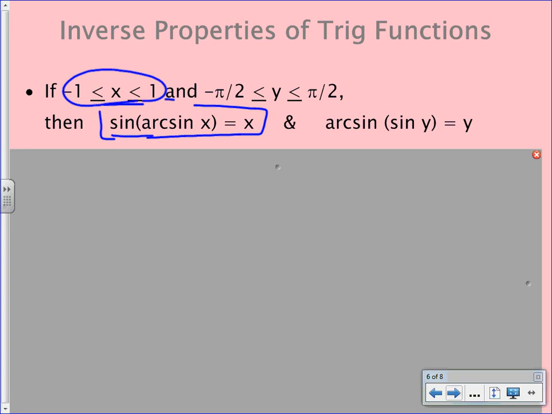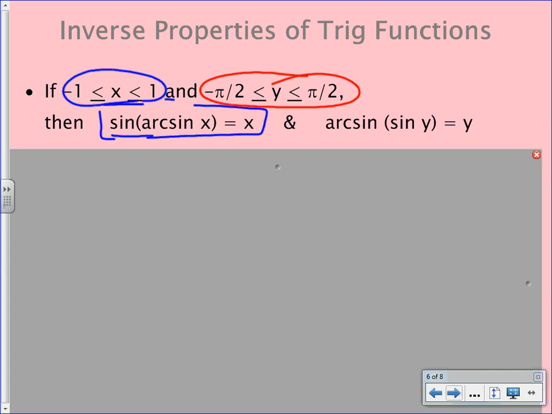Secondly, if we have the arc sine of the sine of y, those will cancel, but only if y is in the range -pi/2 to pi/2. If not, then we have to evaluate the sine of y and plug that into the inverse sine. And we'll see an example of that so you know what I'm talking about here.